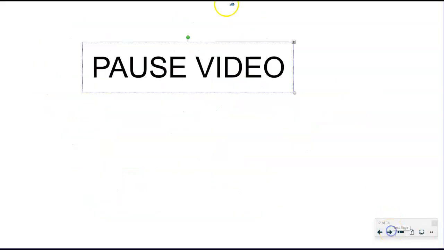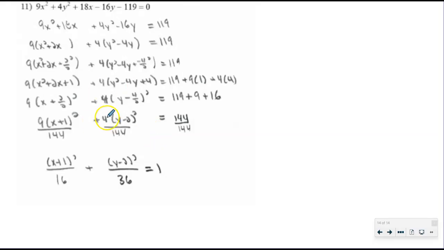So I'm going to ask you guys to pause the video and just try the next one. Some of you guys might remember this, but just try that. And hopefully this is what you guys got when you did that. I got x plus 1 squared over 16, plus y minus 2 squared over 36 equals 1. Hopefully this is helpful.